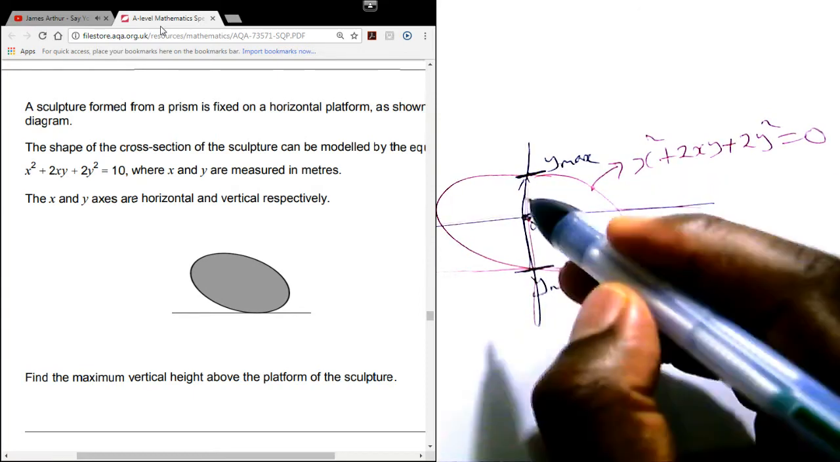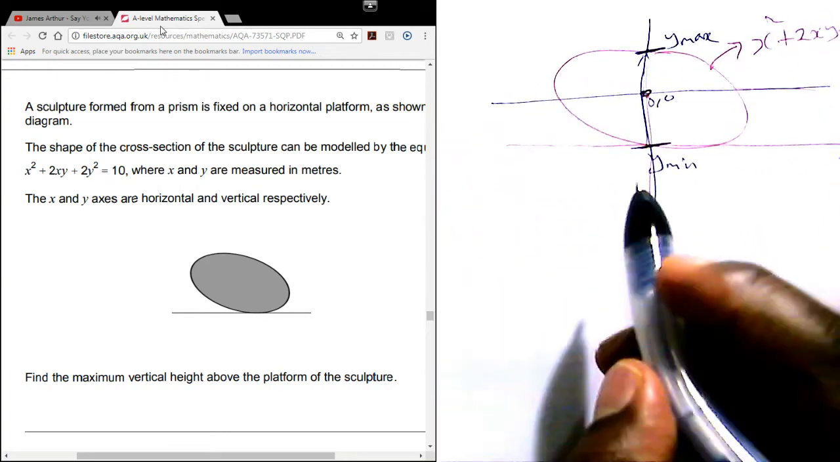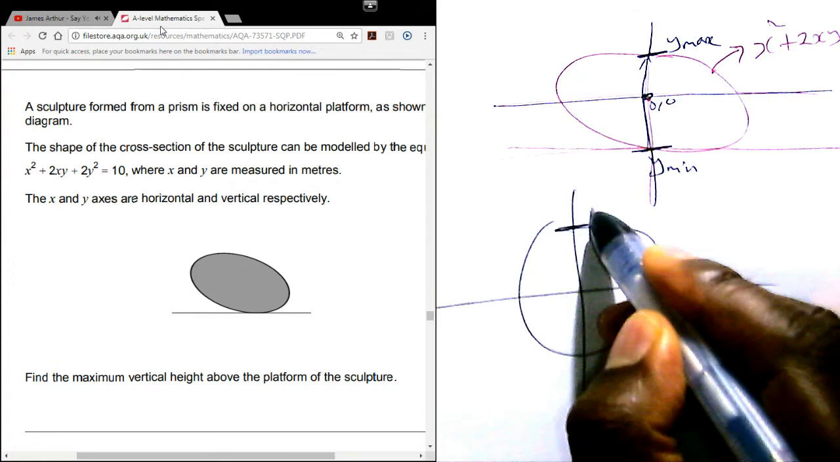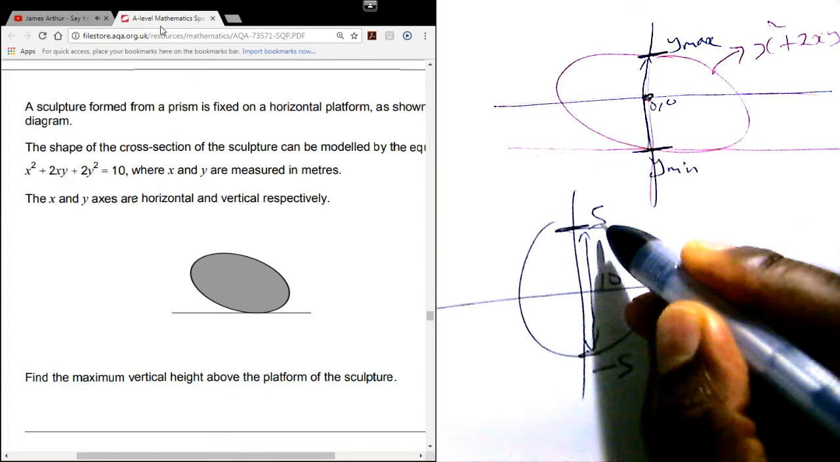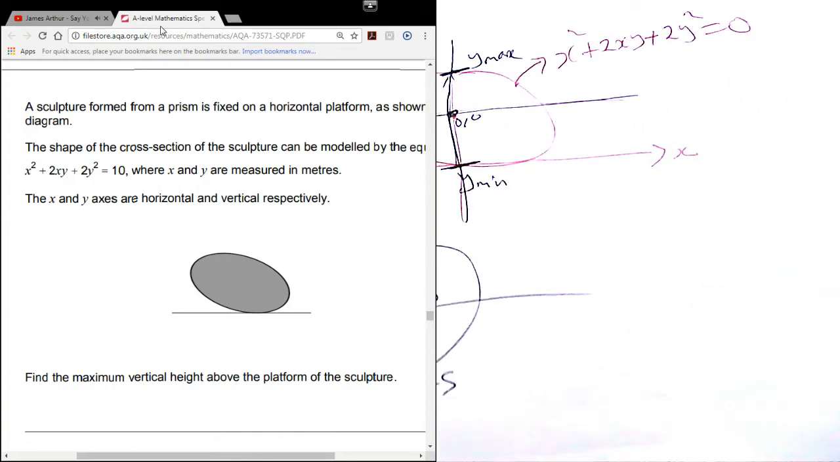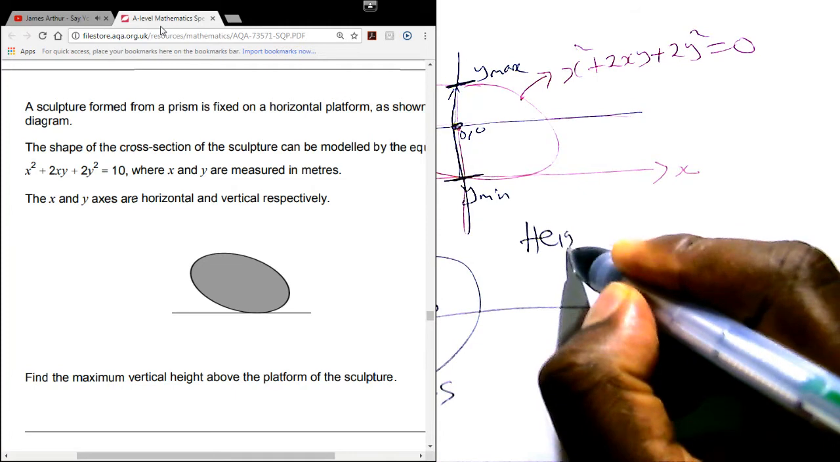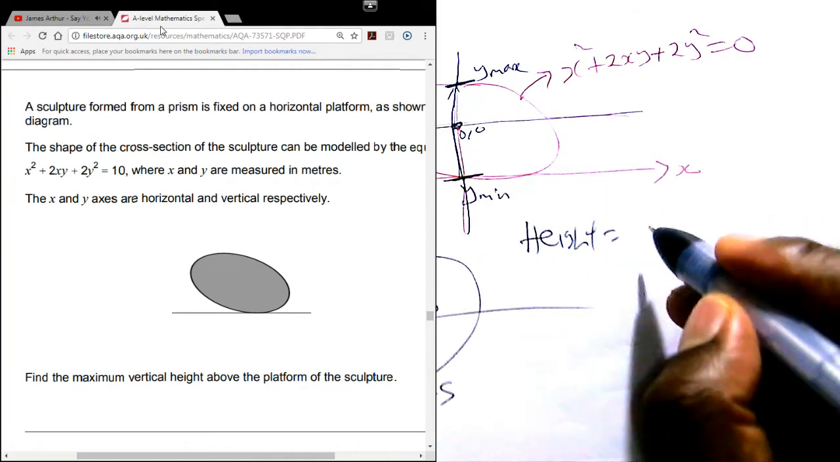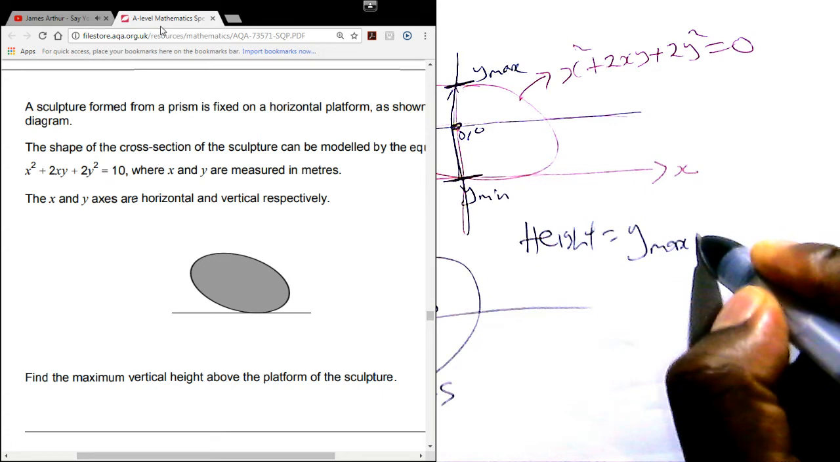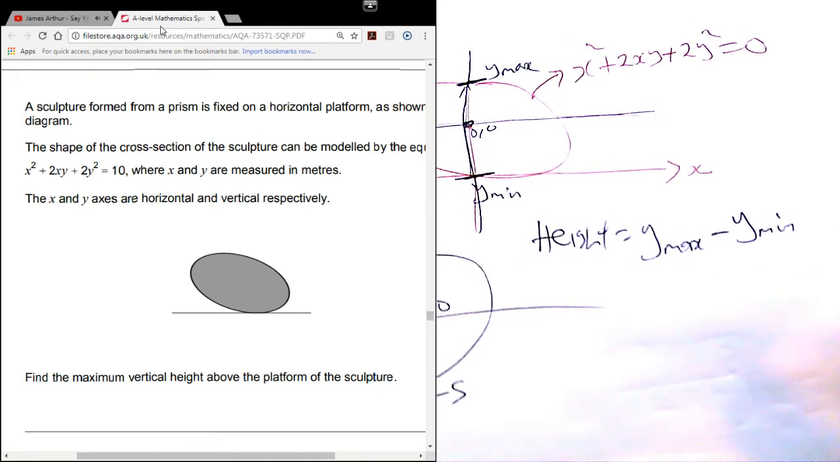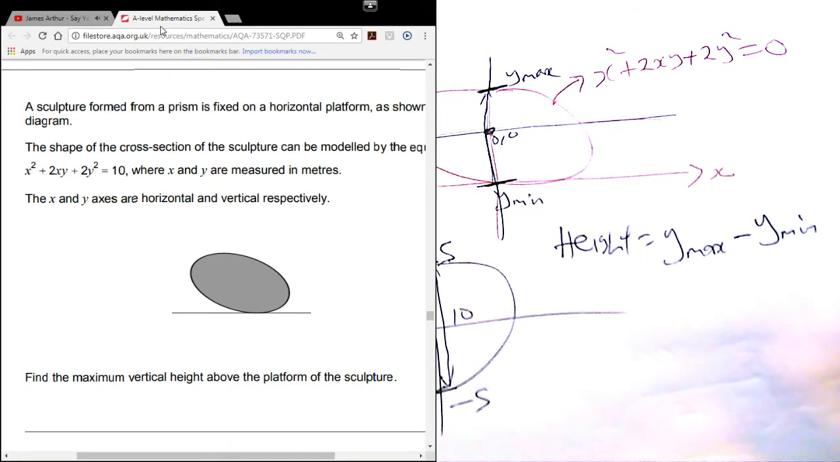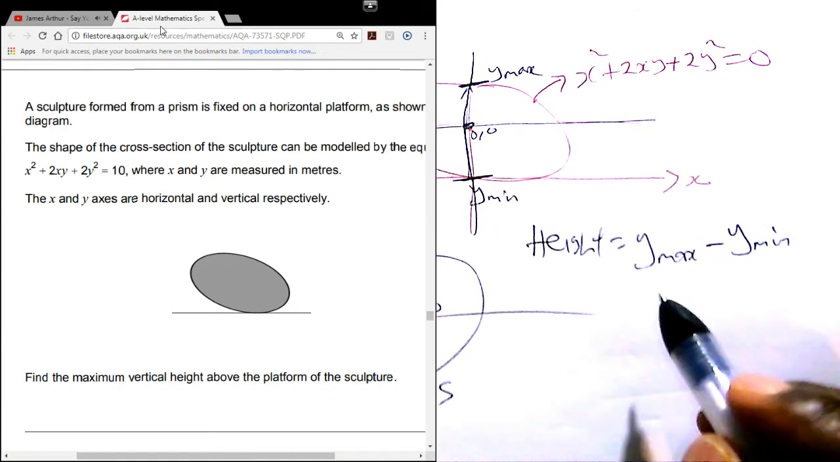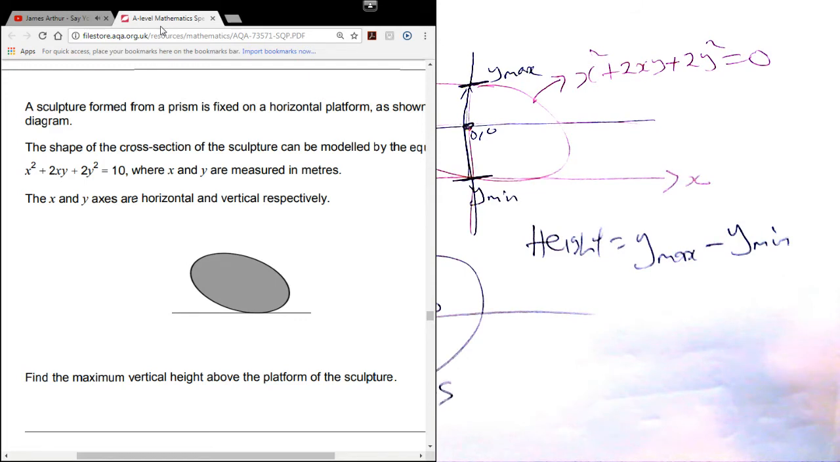It's like when you have a graph like this, and this point is +5 and this point is -5. Definitely this height has to be 10. 5 minus -5, okay? So the vertical height above the surface is going to be y maximum minus y minimum. It's not just twice y maximum, although it could be if you get the same value for the maximum and minimum. So let us solve for the maximum and minimum values of y.